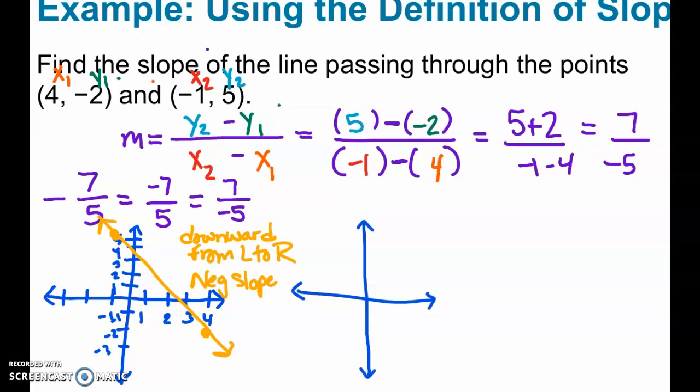A positive slope, the line would increase. So if you end up with a positive number when you do the calculation, then you should have some type of line that goes upward from left to right.